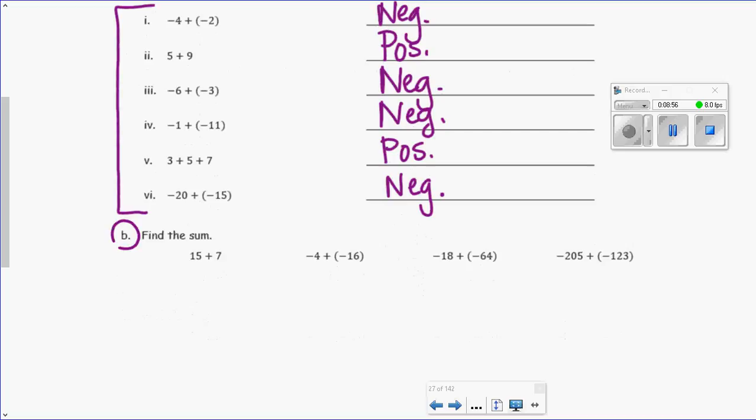Now you actually are going to find the sum. No calculators here. Pause it. Go ahead and see if you can find the sum. Use that orange number line if you need to. Okay, so for 15 plus 7, you go 15 to the right, 7 more to the right. For -4 plus -16, you're going 4 to the left and then another 16 to the left from there. Okay, pause it and then unpause it and see if you got your answers correct.